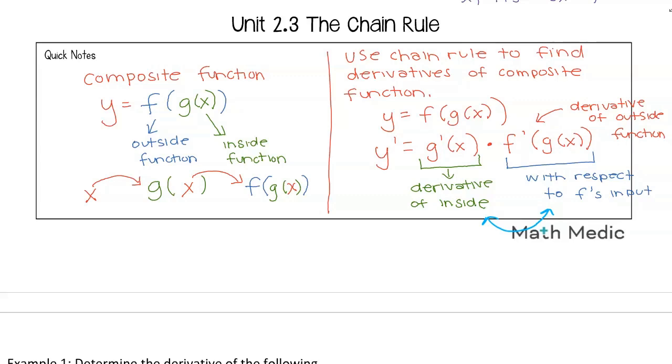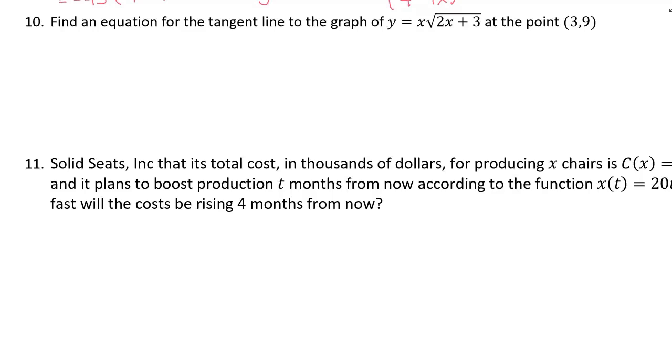Let's do another example of the chain rule. This problem says to find the equation for the tangent line to the graph of y equals x times the quantity square root 2x plus 3 at the point 3, 9. When we're asking for the tangent line, we need the slope. And to find the slope, we just find the derivative at this point of 3, 9. We just find the slope at the point 3, 9.